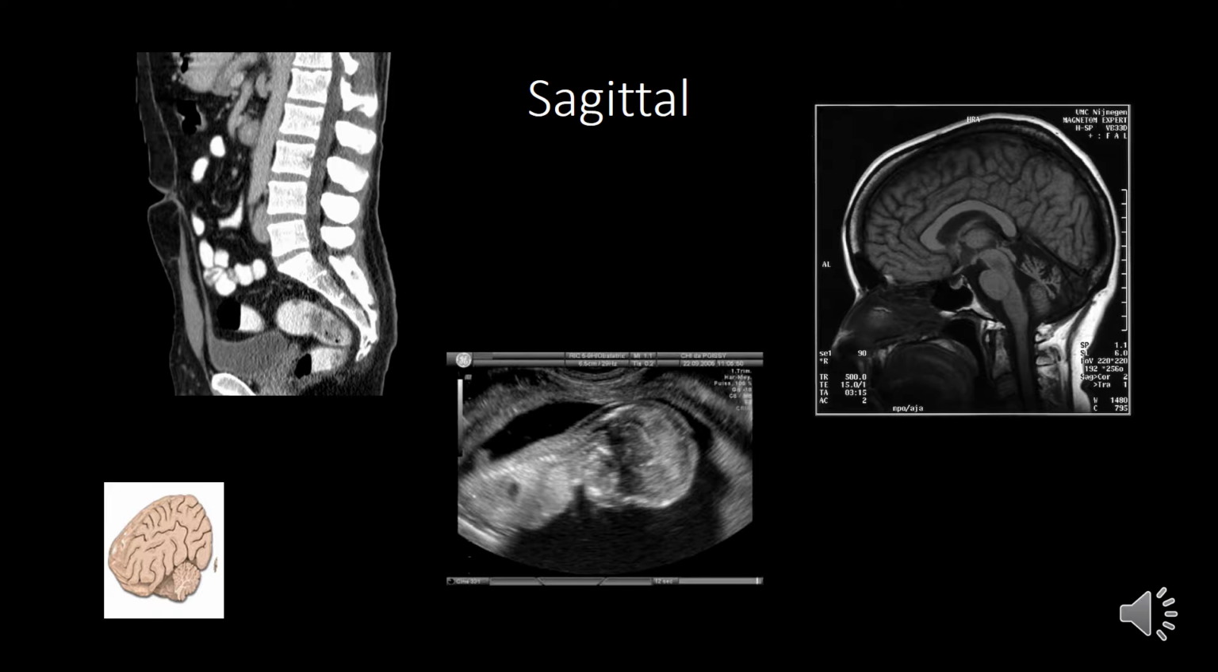The sagittal plane divides the body into right and left halves. So all of these images are sagittal images. We see the sagittal plane of the lumbar spine, and then of our brain. And then for ultrasound, we see the sagittal plane of our fetus.